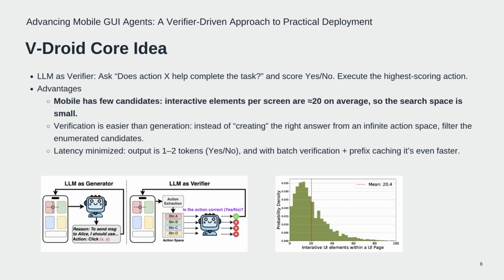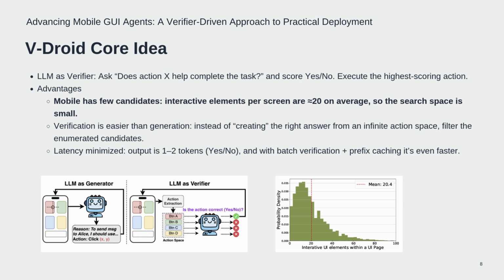Third, low latency decisions. Because the LLM's output for each action is just a short yes or no, and because we can batch process all candidates in parallel, the decision making step is extremely fast. We also implemented prefix caching using the vLLM library so that the common part of the prompt, the instruction and current state, is computed once, and only the variable part, the candidate action, is processed for each option. This gave them roughly a 10 times speed up in verification compared to naive sequential evaluation.